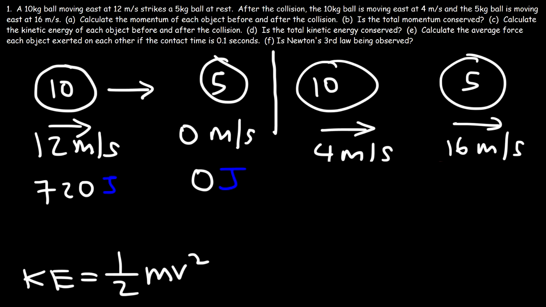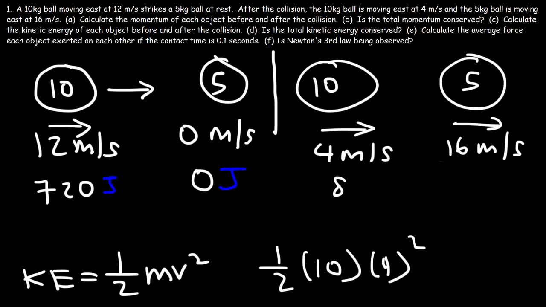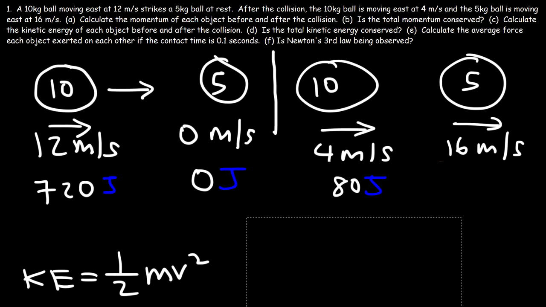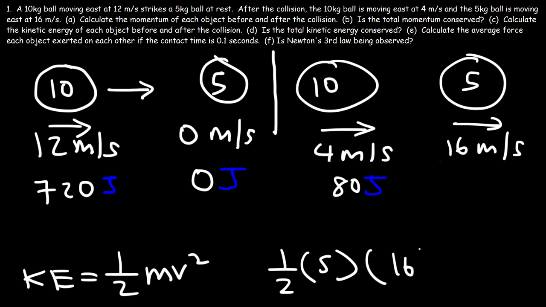Now, after the collision, the 10 kilogram object has a speed of 4. And so 4 squared is 16. Half of 16 is 8. 8 times 10 is 80. So it has 80 joules of kinetic energy. For the last one, it's 1/2 times the mass of 5 times the speed of 16, but squared. 16 times 16 is 256. And half of 256 is 128 times 5. I'm going to use a calculator for that. And so that's going to be 640 joules.